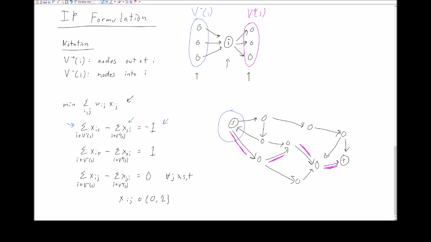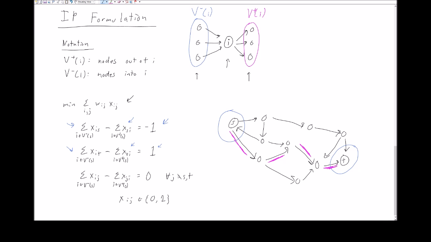The second constraint says the same thing about T. If we look at T, there's one arc that's moving into T. The second constraint says exactly that. It says that if we sum up the arcs that are moving into T, and we subtract the arcs that are moving out of T, that they sum to 1. This is exactly what we want. One arc moving into T, and if another arc moves into T, then another one has to move out.